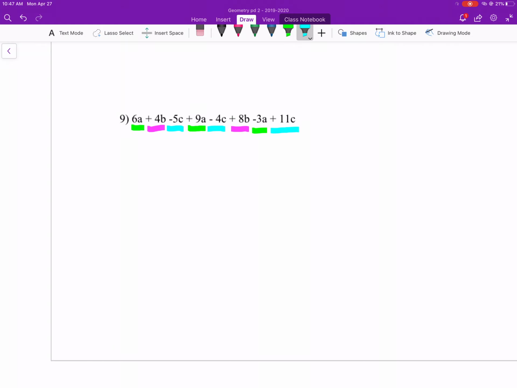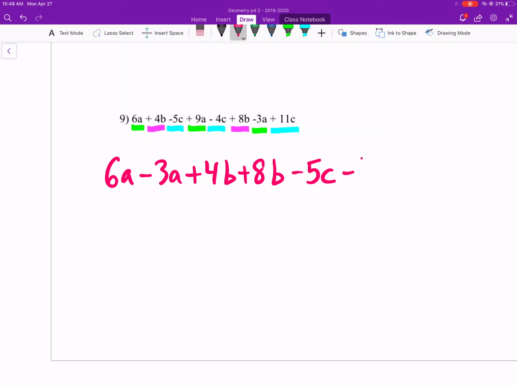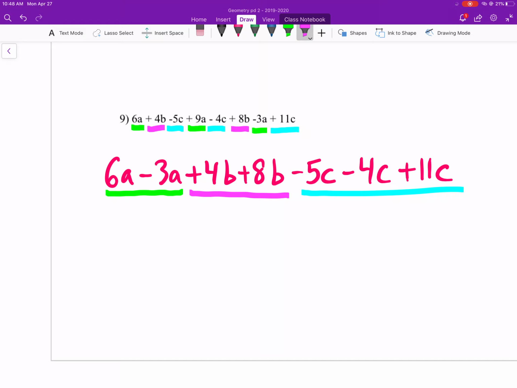This is absolutely one of those times where you should rewrite the terms next to each other. Just a little easier to see, but it would be 6a minus 3a. I'm going to write the b terms together, plus 4b, plus 8b, minus 5c, minus 4c, plus 11c. These were your ones in green, right? These are your ones in blue, and these are your ones here, just to show you where that's coming from. So we're just writing the like terms next to each other.